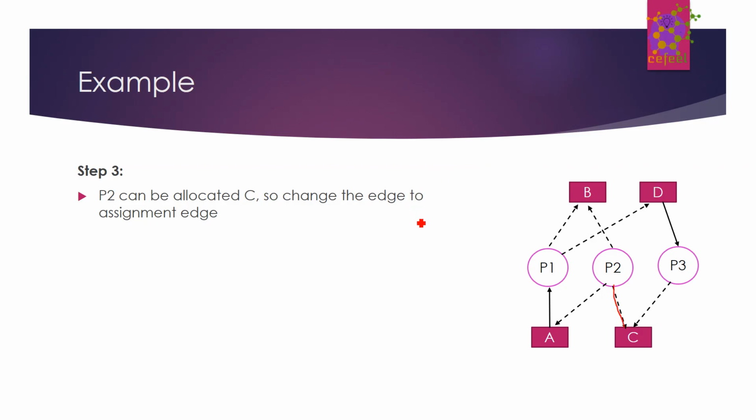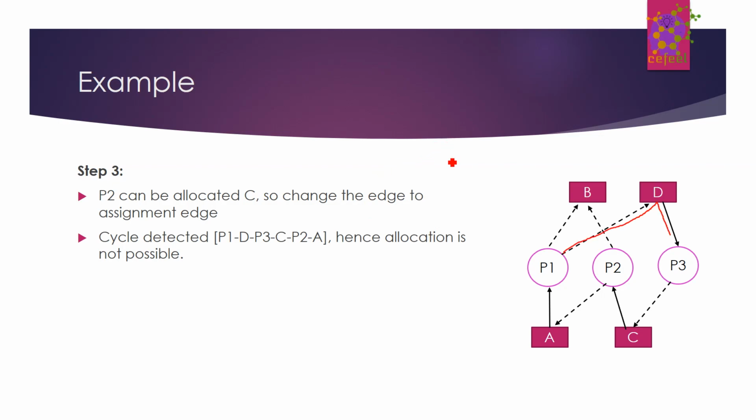Now C is also free, but let's see what happens when we convert this claim edge to an assignment edge. So we converted this claim edge to an assignment edge. In fact, once we do it, there is another cycle that gets formed. This is a bigger cycle, which is P1 to D, D to P3, P3 to C, C to P2, P2 to A and A to P1. So this is a 5 cycle that gets created, and hence even this allocation is not possible. So we have to go back and revert the P2 to C edge to its claim edge.